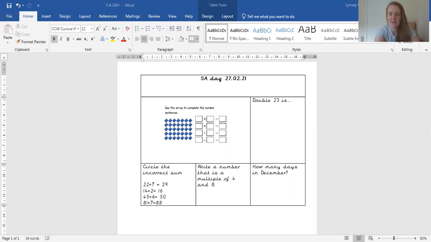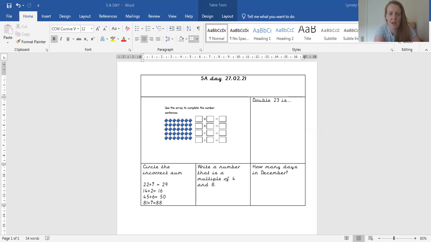Circle the incorrect sum. So I'm going to look down them. 22 and 7. Well, 2 and 7 make 9. That makes 29, so that's fine. 14 and 2, well, that's 16. I know that. 45 and 6. Well, 45 and 5 make 50. Let me just check this one just in case. 81 and 7. Well, 7 and 1 is 8. That one's right. So the incorrect one is this one here, because 45 add 6 makes 51, not 50. Well done if you got that right. Give yourself a tick. And the last one up here I've left on last on purpose is our arrays.